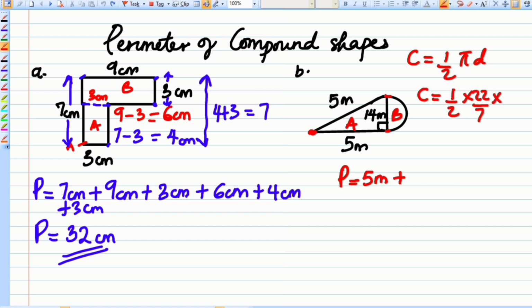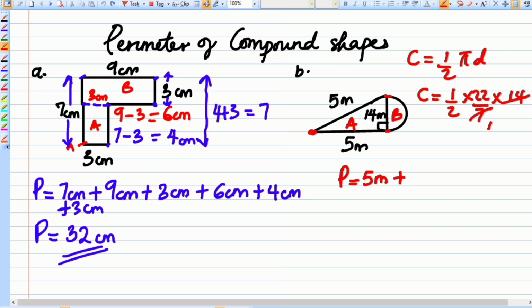Remember, for pi, and the diameter is 14. So 7 here is 1, 7 into 14 will be 2, and 2 can cancel that 2. So that means the distance around this is 22 meter. So we add it. We have 22 meter plus. Now after the curve, we go back to where we're starting from, which is 5 meter. So we have plus 5 meter. So our final perimeter: 5 plus 5 is 10.